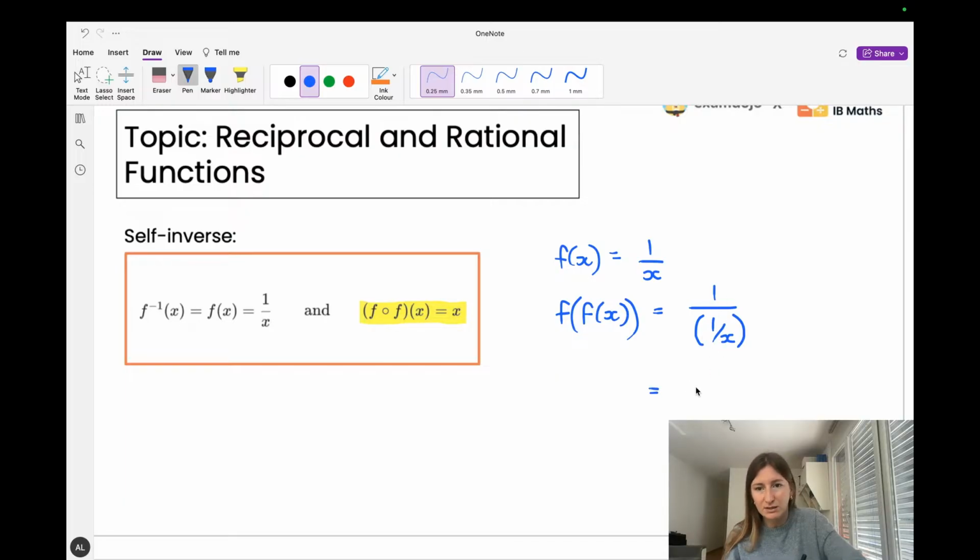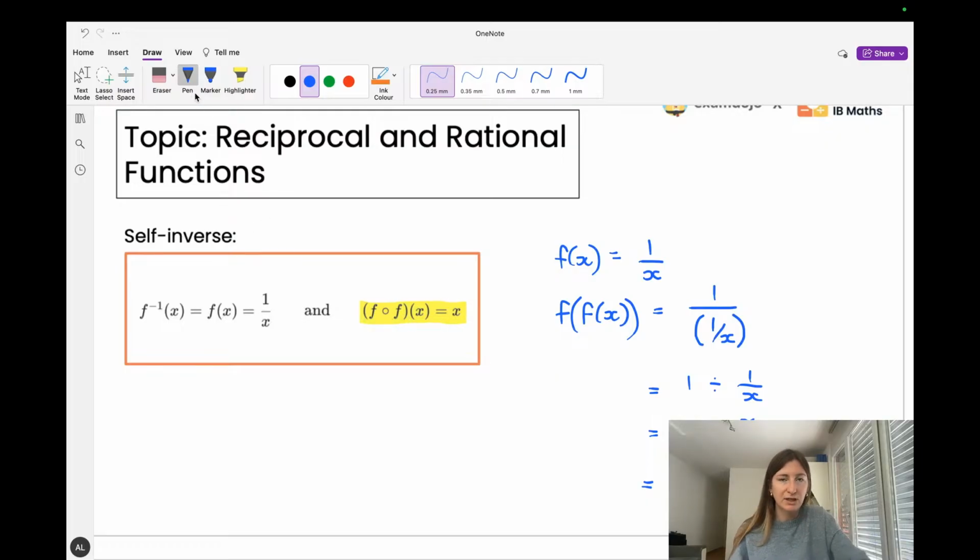And that just means 1 divided by 1 over x. KFC, keep flip change. That's the same as saying 1 times x over 1. That's how we can do division easily. And that's just x over 1, which is just x. And there we go. You can see if you have the function inside itself, you just get x. So this can be a very useful property to show that a function is self-inverse.